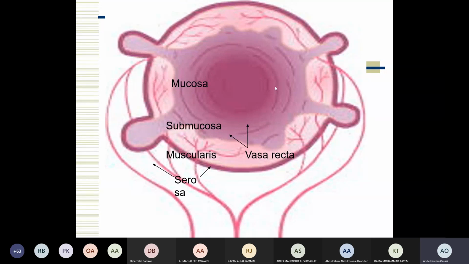Now, the diverticulosis may be congenital or acquired.